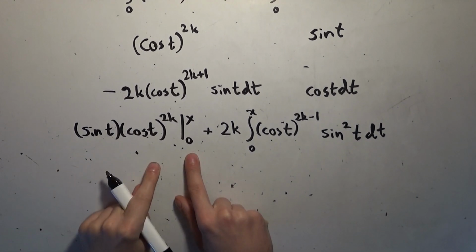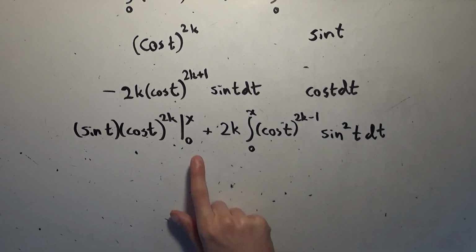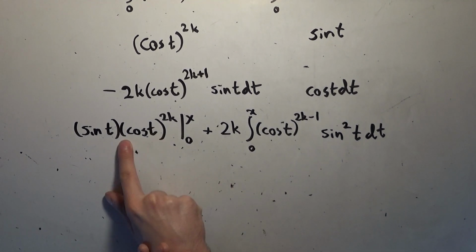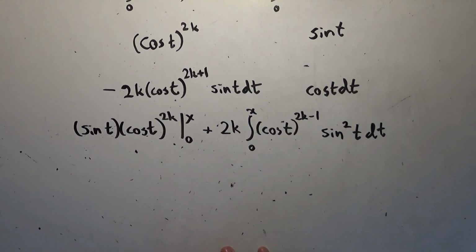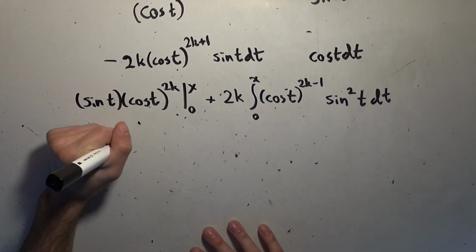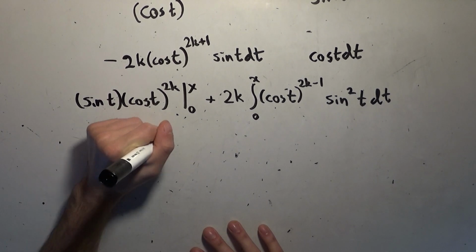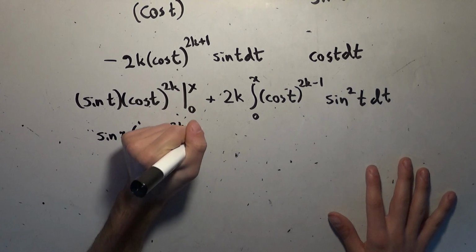If we plug in x, we just get sine of x times cosine of x to the power of 2k. And if we plug in 0, all the cosines will be 1, but the sine will be 0, so that will go away. So the 0 term doesn't actually matter. And so we end up with just sine of x times the cosine of x to the power of 2k. And now we have here plus 2k.